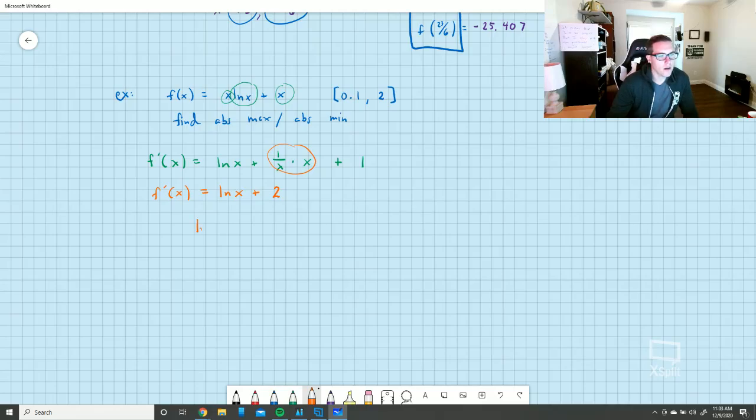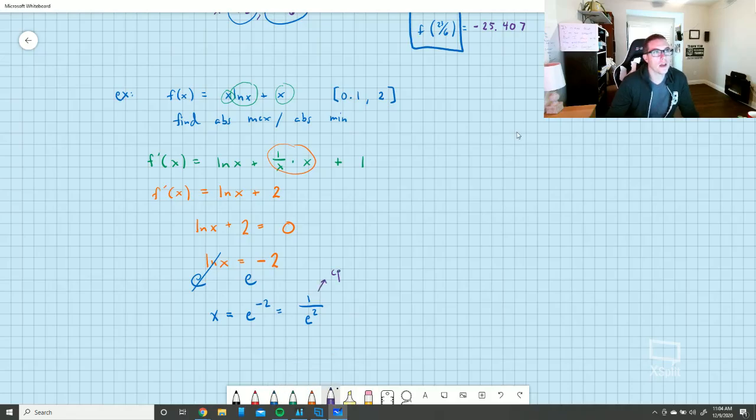Set it equal to 0. Natural log x plus 2 equals 0. So natural log x equals negative 2. And then how do I get x by itself? You e both sides. So x equals e to the negative 2, which is the same as 1 over e squared. It's a super tiny number. So that's your critical point.